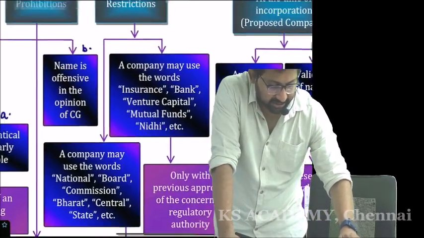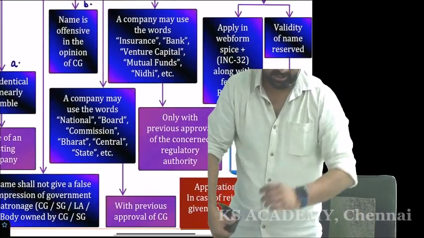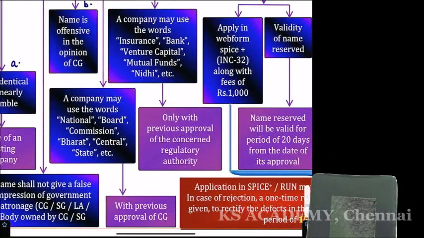These are all the restrictions. Very, very important for exam. Restrictions. Let's read. Start. A company may use the word... Sir, I said shall not use, may use. It can be used, cannot be used. Continue. May use the words insurance, bank, venture capital, mutual funds, nidhi, etc. They can use these words. These are all called specified businesses.